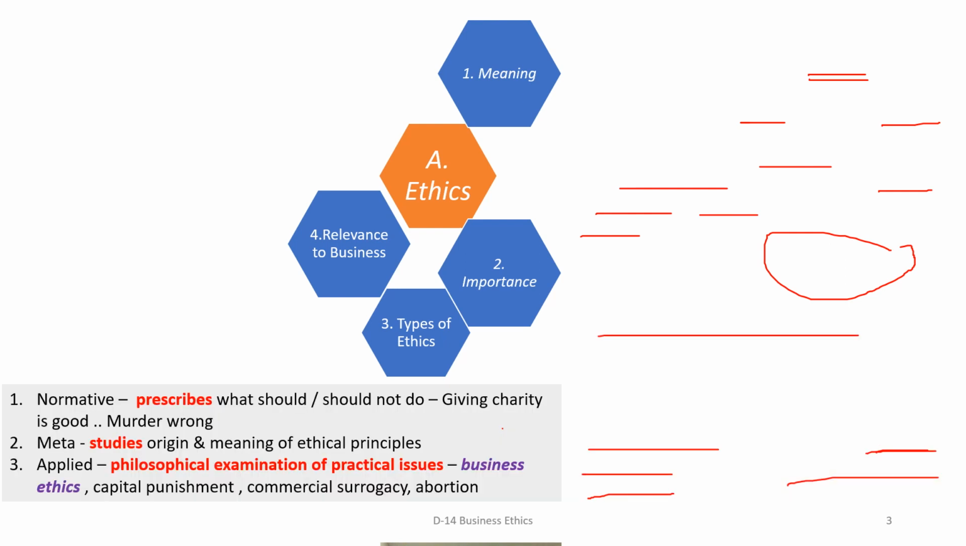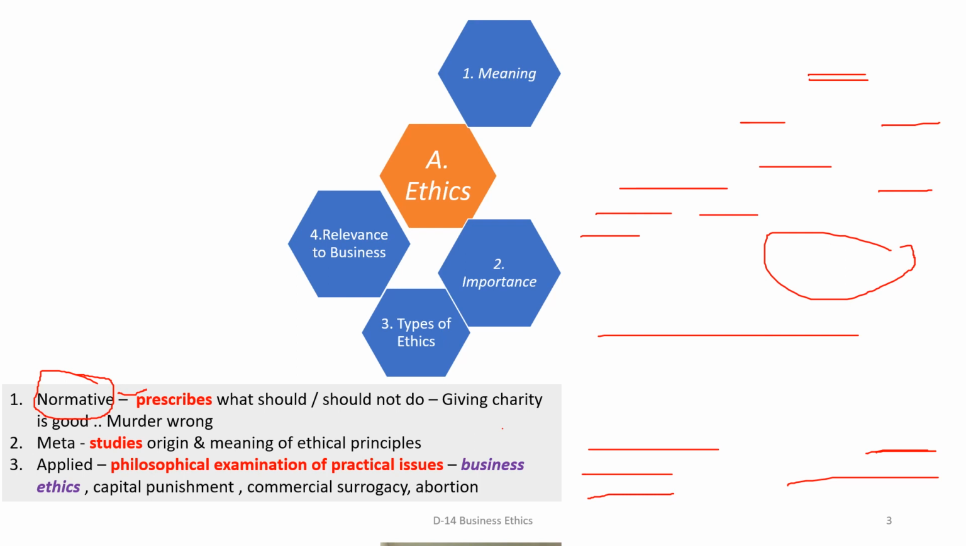Ethics is classified at a broader level for a conceptual understanding into three types. Normative. What does normative do? Normative is more of prescriptive. Prescriptive means it's an advisory. It guides any situation. It says what should be done, what should not be done. For example, giving charity is good. It is a normative ethical statement. Murder is wrong. It is a normative ethical statement. This is one type of ethics.